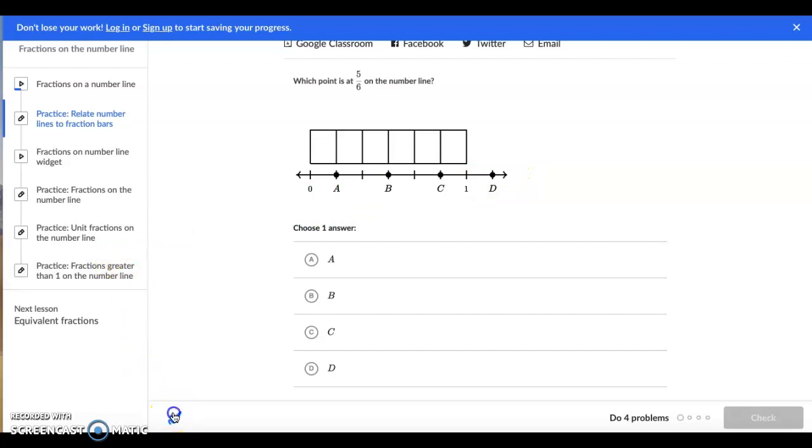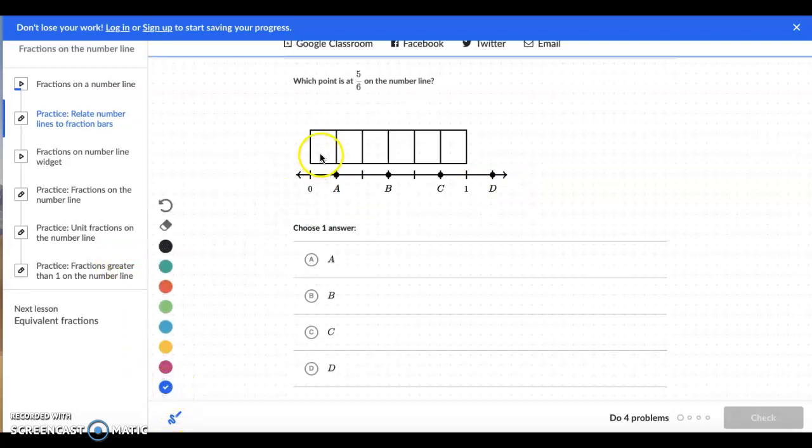Well, I'm going to start this time with my area model, that I need to shade in 5 of my 1, 2, 3, 4, 5, 6 parts. Because remember, 6 is our whole and 5 is how many parts are shaded in. So I'm going to shade in 1, 2, 3, 4, 5. All right, so I have my 5 shaded in parts.